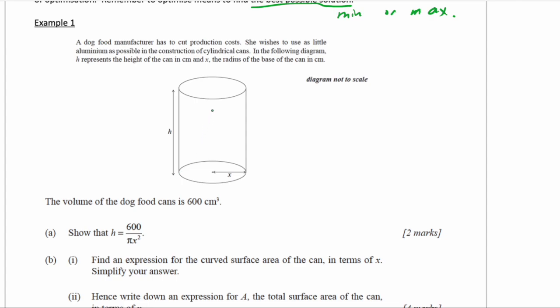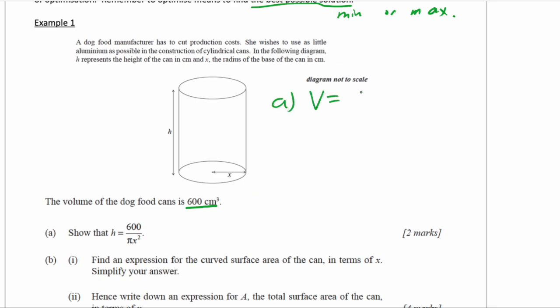Basically, you have a formula for the surface area and a formula for the volume. You use both of them, and one of them is going to give you an equation like this that we can substitute into the other equation to find a minimum or a maximum. So always start with what's given. We're given 600. That's the volume, so we're going to start with that formula.